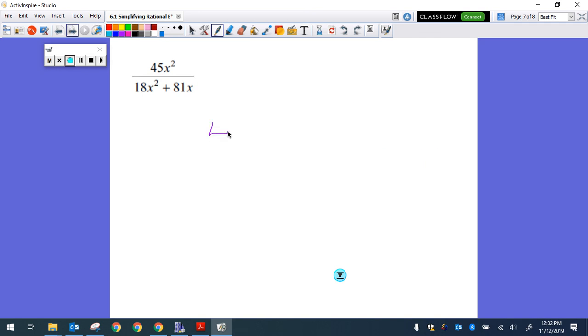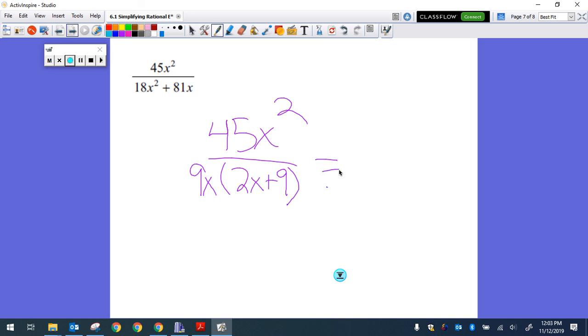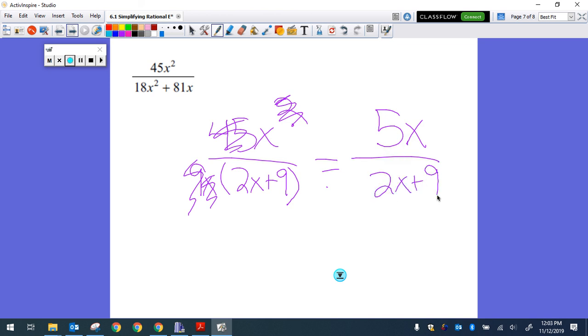Okay, nothing can be taken out on top. But on bottom, I can take out a 9x. And that leaves me with 2x plus 9. So I can do 45 divided by 9. And that gives me 5. So my numbers are gone. This x and one of these x's cancel. So I still have an x on top. And then on bottom, I have a 2x plus 9.